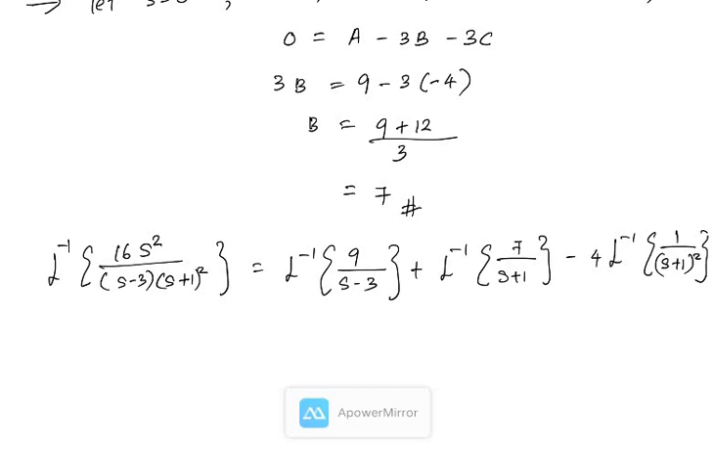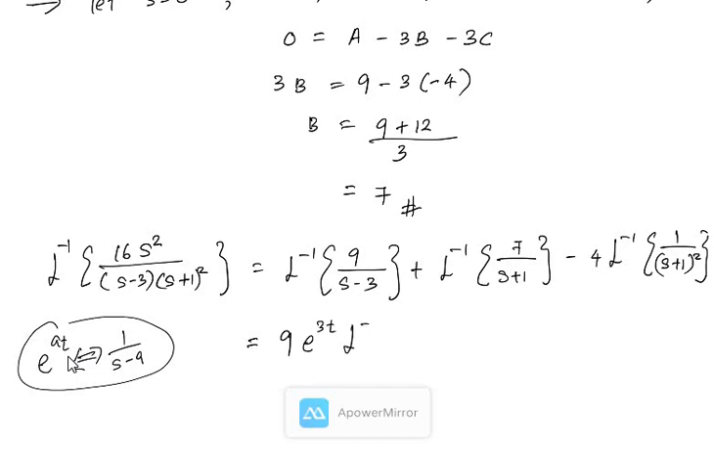So now the inverse Laplace transform of 9 over s minus 3. From the Laplace transform table we know that e to the power of at is equivalent to 1 over s minus a. In this one, 9 is a constant, so we can take it out, and we have 1 over s minus 3. If you compare this with the table, a is equal to 3, so you have e to the power of 3t.